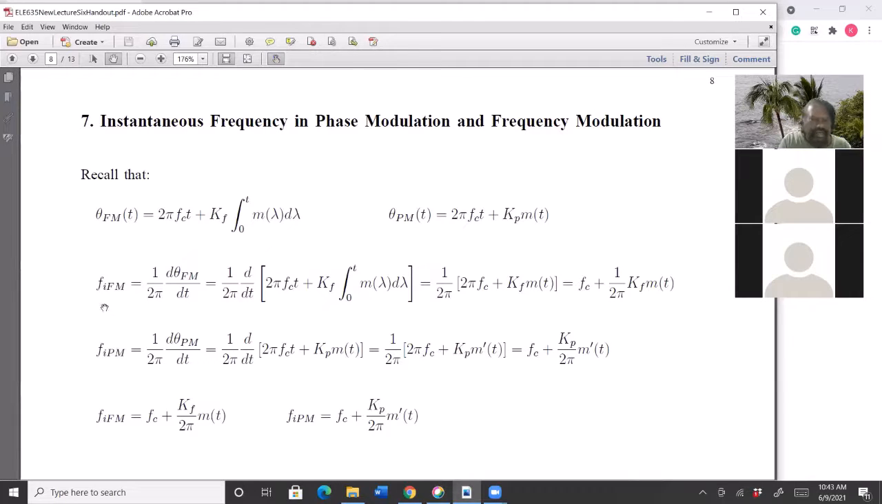So, in summary, the instantaneous frequency in the FM case is center frequency plus 1 over 2 pi KF times m(t). And now I am doing the instantaneous frequency in phase modulation. So where is the angle for phase modulation? This is this. If I differentiate this, I get 2 pi fc plus kp m prime t. So I am dividing by 2 pi. So it is kp over 2 pi, just like this, but m prime t. So look at this. So please put a highlight for these two.